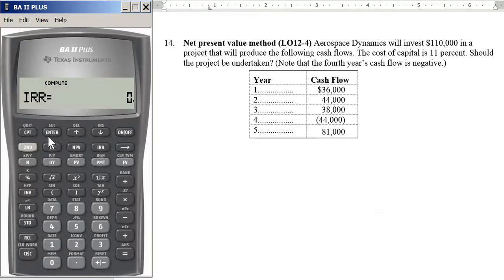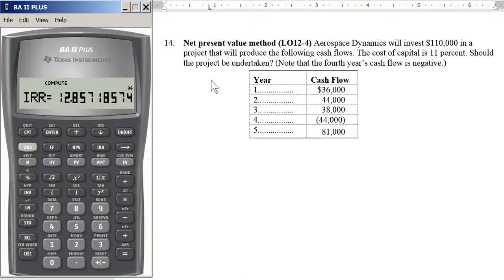We click on the IRR button, and then all we have to do is click Compute. And we see that it's, rounded, 12.86%, which is greater than 11%. So that verifies our net present value number, that we are making money on this. It is a profitable project.